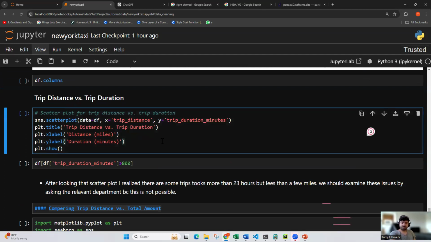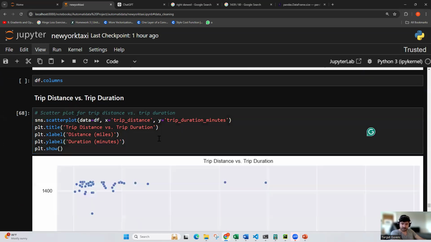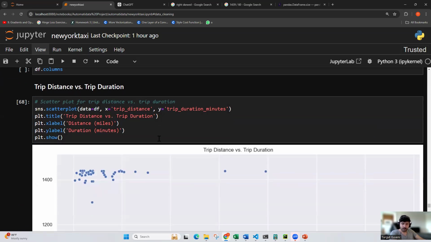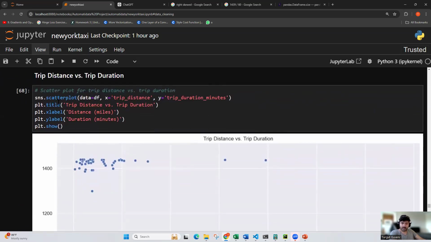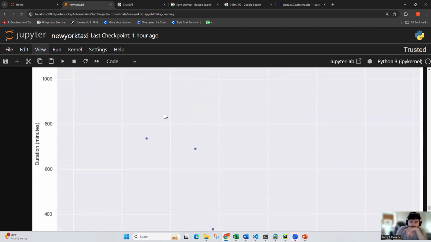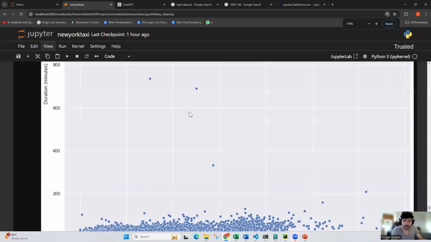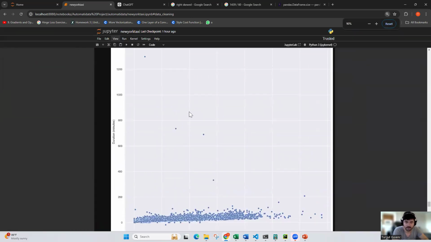Okay, guys, so then let's compare the trip distance. Another thing: I'm comparing two different variables, trip distance and trip duration. I'm going to go a little bit faster here. So what we have in the data frame is trip distance on the x-axis and trip duration in minutes on the y-axis. Let me just make the screen a little bit smaller.